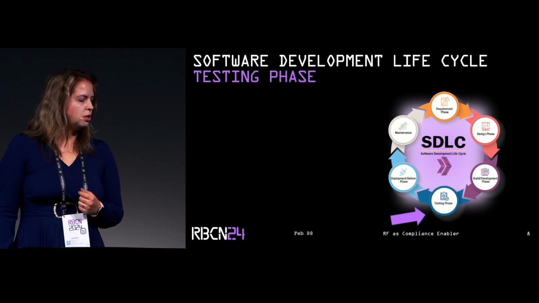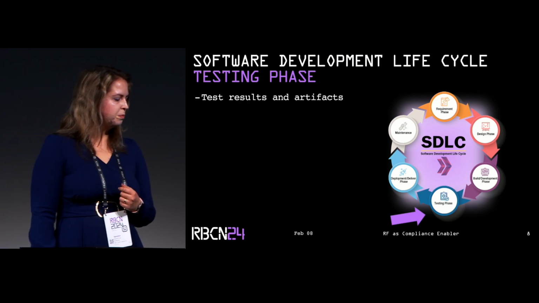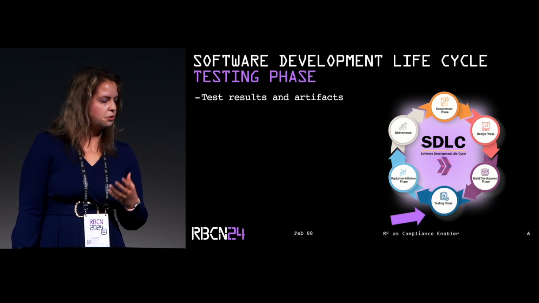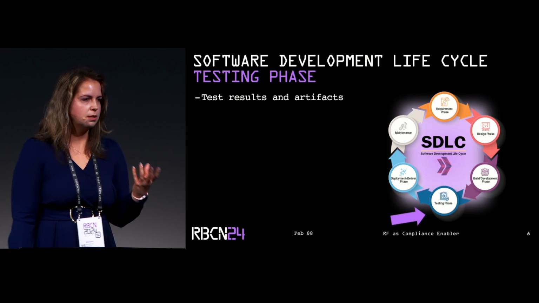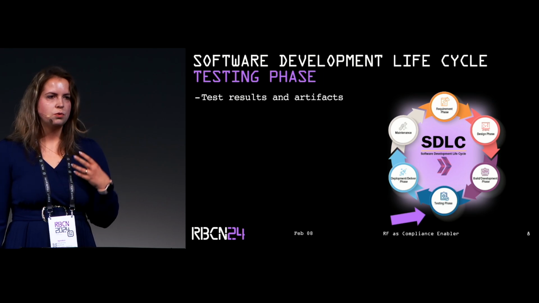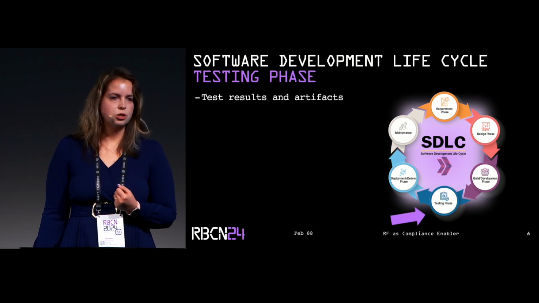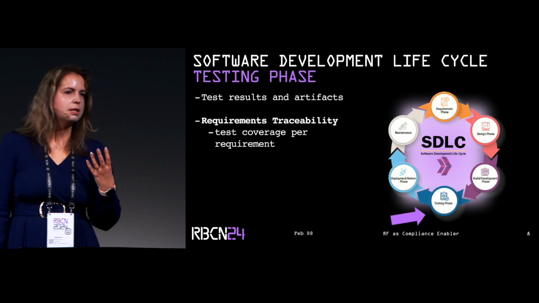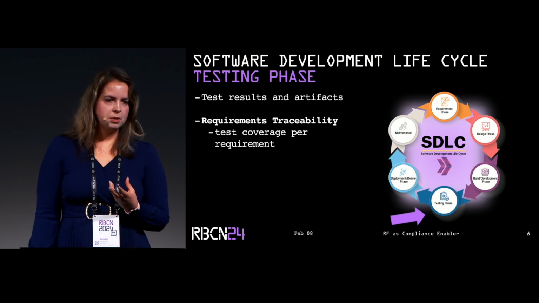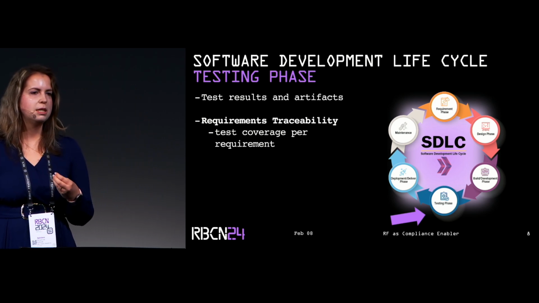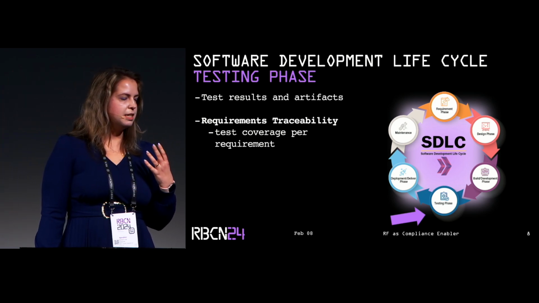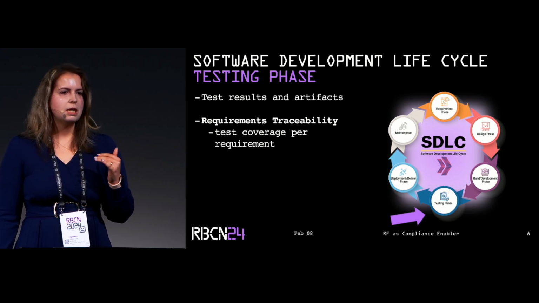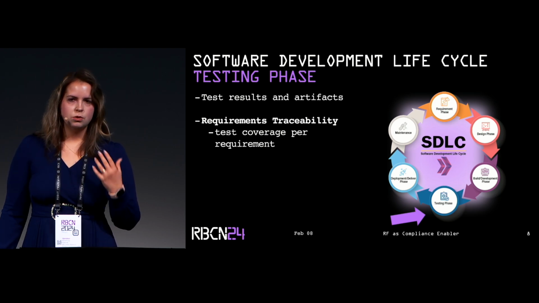The third stage is the testing phase, in which the actual tests are conducted. The test results are being stored, and you get the test artifacts that you then need to store in some approved storage. And from the test results and from the requirements, you will get the requirements traceability, or you need to create the requirements traceability, which basically maps out the test coverage per the requirement, and which serves as like a go, no-go decision for the product in order to be released.